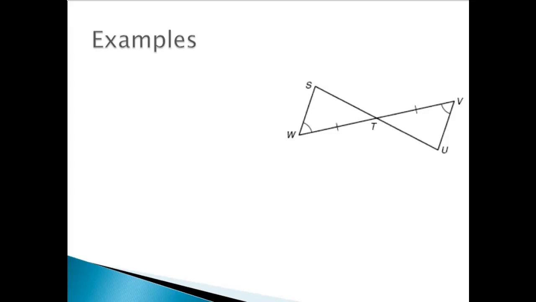Now you can see here that at T, we actually have some vertical angles. So angle STW and angle VTU, those are vertical angles, and vertical angles we know must be congruent to one another. So since we have two angles congruent to two angles in the other, and the included side congruent to the included side of the other, we can use angle side angle. Now we write down the corresponding congruent parts.